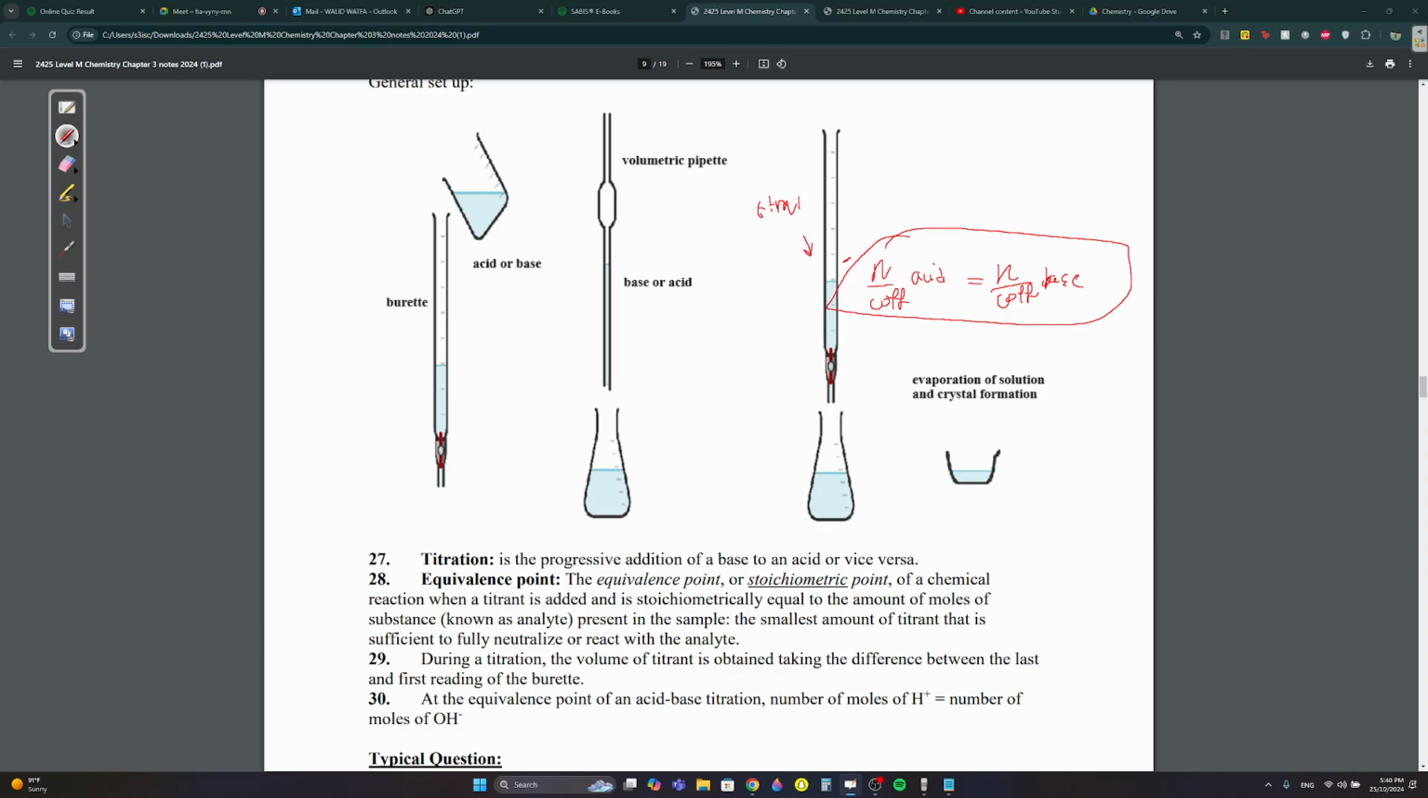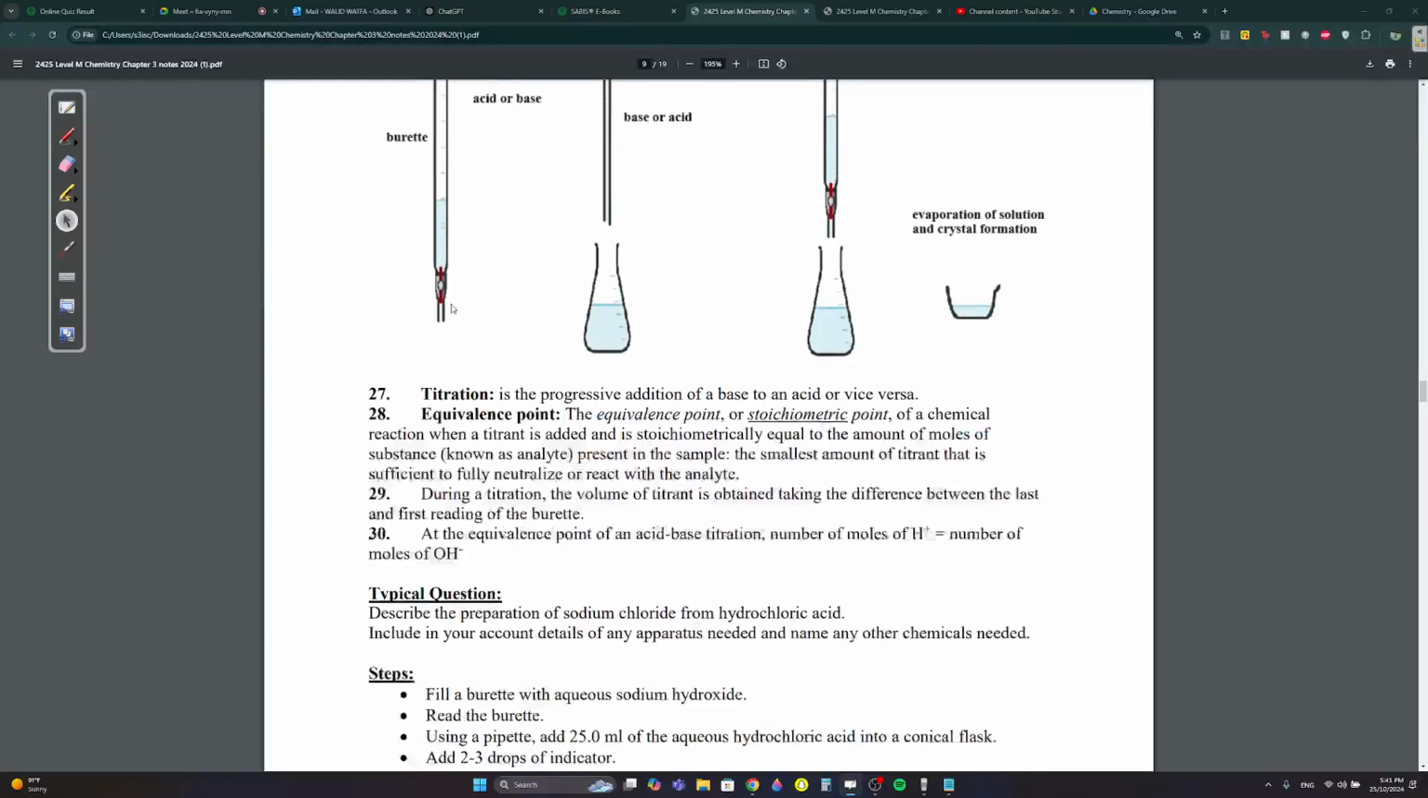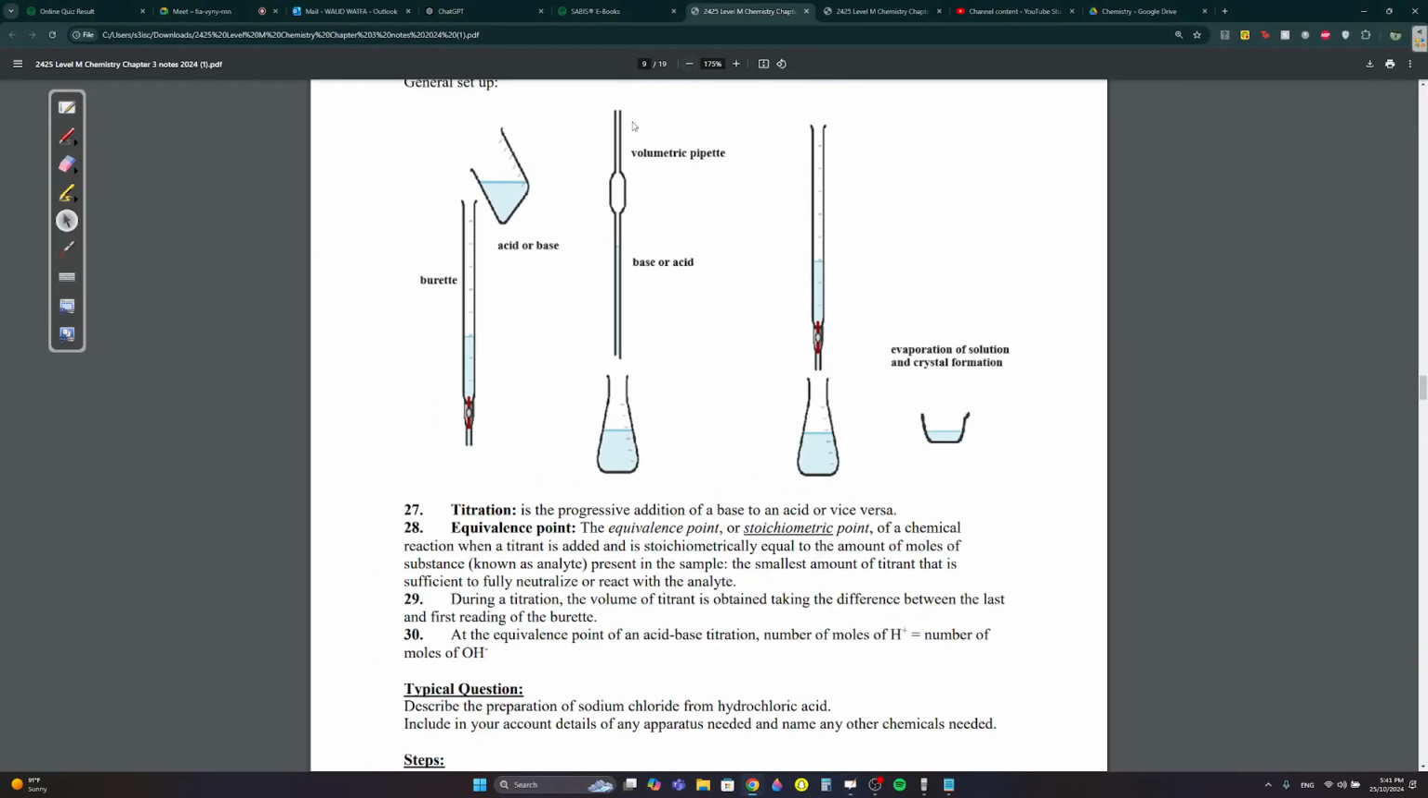In case they ask this, they say what's the titrant, what's the analyte, and this is here the analyte, the thing that's down here. During a titration, the volume of the titrant is obtained by taking the difference between. This question always comes. How do you determine the volume of the titrant? It's obtained by taking the difference between the last and first reading of the burette.